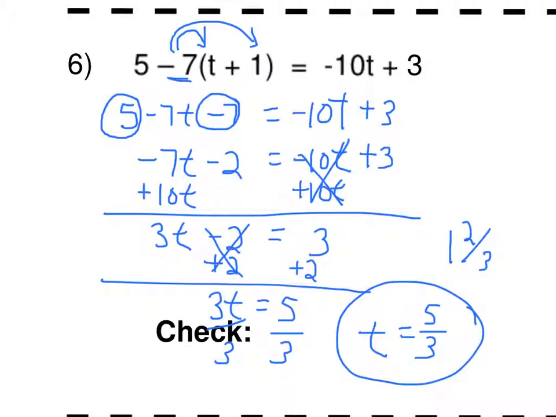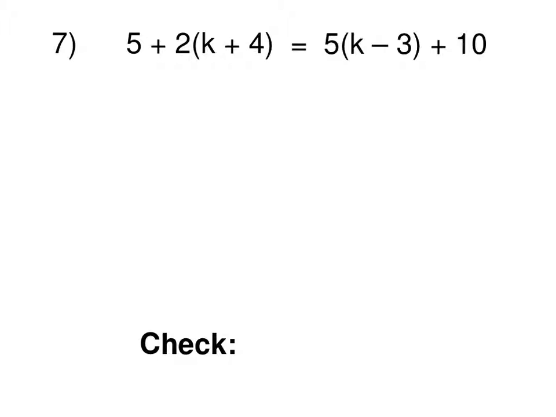All right, number 7, our last one. This is a fun one. We've got parentheses on both sides, variables on both sides. So let's get started. We want to get rid of the parentheses. Write the problem down. We're going to do distributive property first. So I'll bring down the 5. I'll do distributive property here. 2 times k is 2k, 2 times 4 is 8.